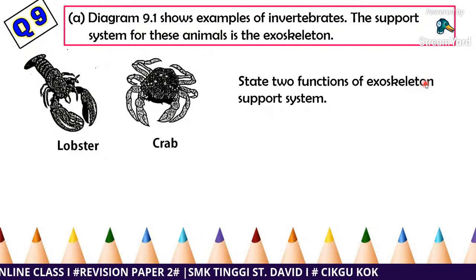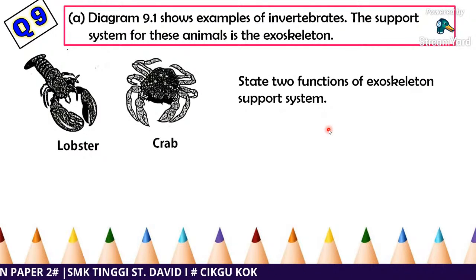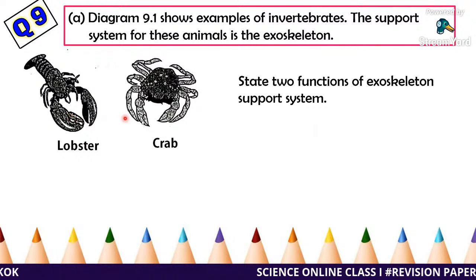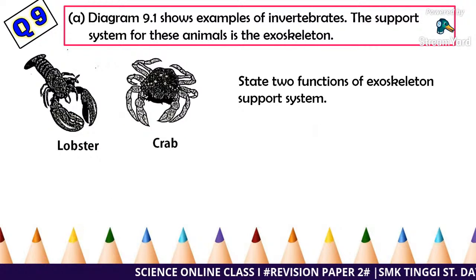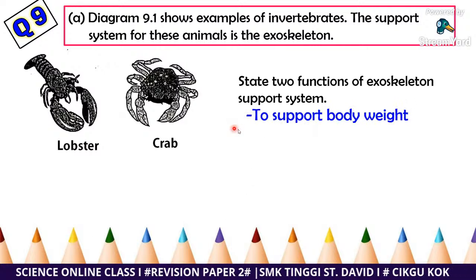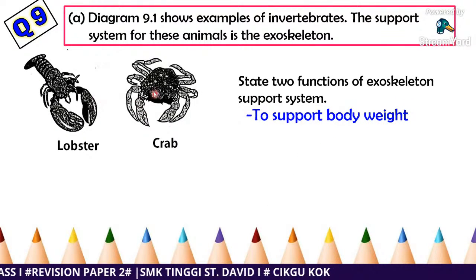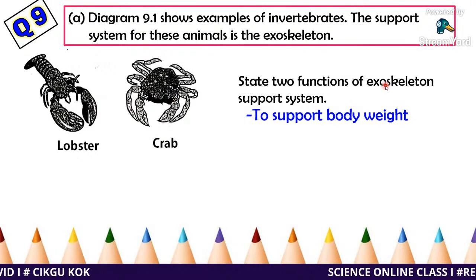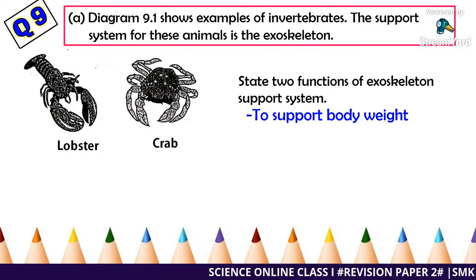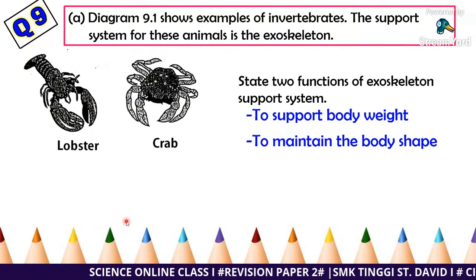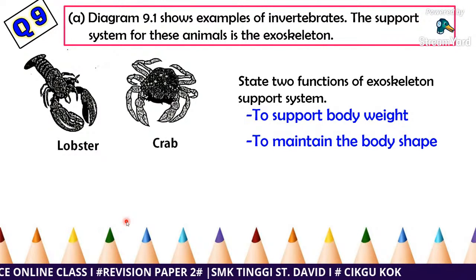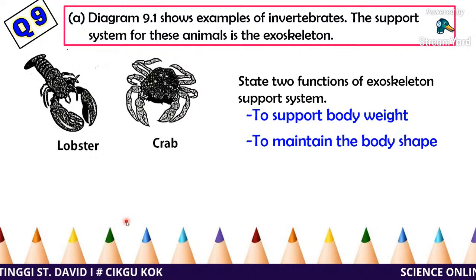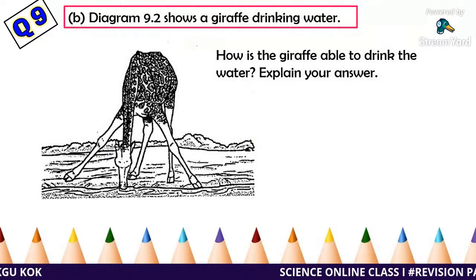Okay, exo means outside. Another one should be to maintain the shape, your body shape. So from here, the lobster and also the crab. Okay, now we're going to see the answer. To support the body weight. Both outside also got something to cover the body, is it? So the one we call exoskeleton. So they support the body weight. Number 2, they want to maintain the body shape. They maintain the shape so that the shape does not change. They keep the shape still the same.